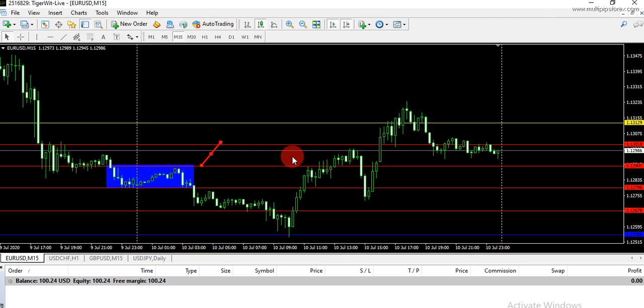Now for stop losses, this is what happens. If this becomes your channel points, this is the channel for the buy market, this is the channel for the sell market, right? Now on your buy stop, your stop loss is the channel for the sell market. On your sell stop, the stop loss is the channel for the buy market.